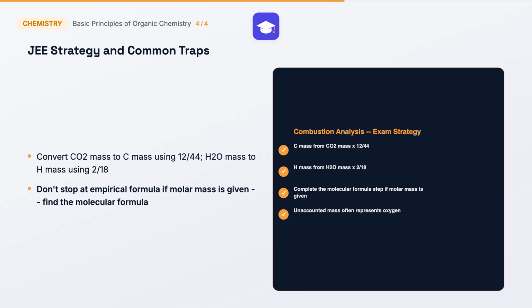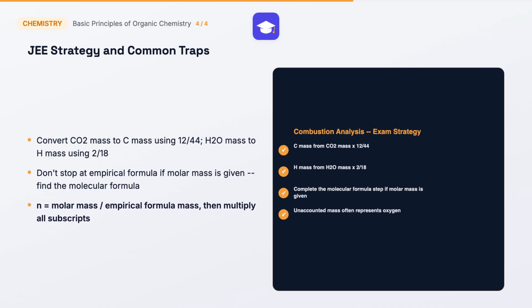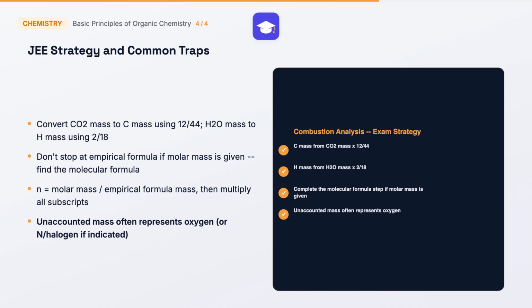A frequently tested trap involves stopping at the empirical formula when the question actually asks for the molecular formula. Always check whether molar mass information was given, and if so, complete that final multiplication step. Also remember that if the calculated carbon and hydrogen masses together don't account for the compound's entire original mass, the remaining mass represents oxygen, or possibly nitrogen or a halogen, if the problem's context specifically indicates their presence.